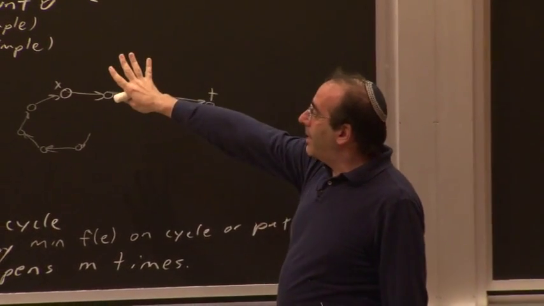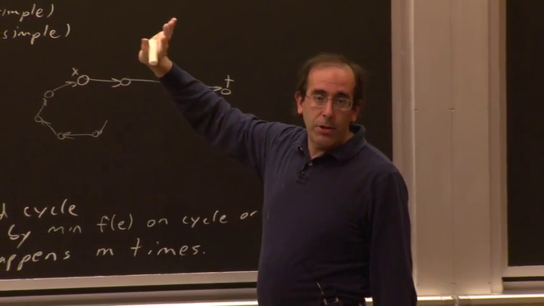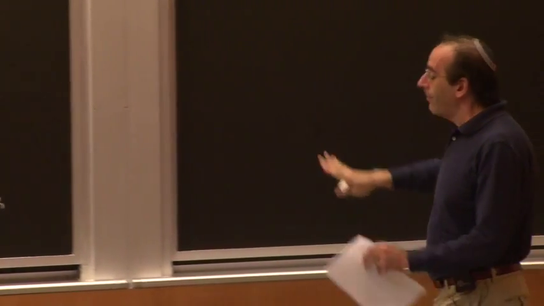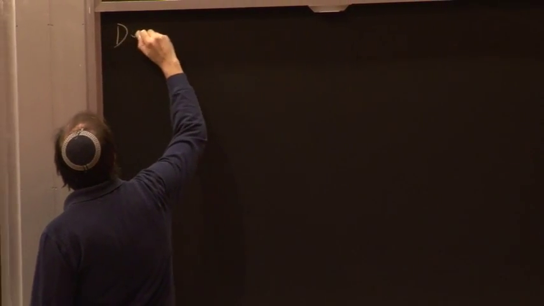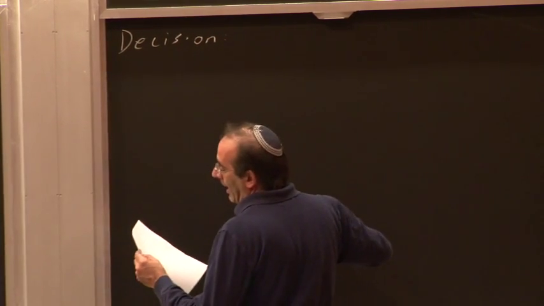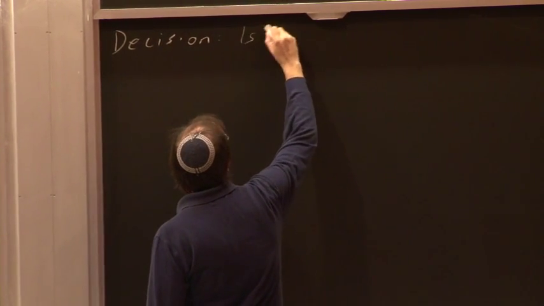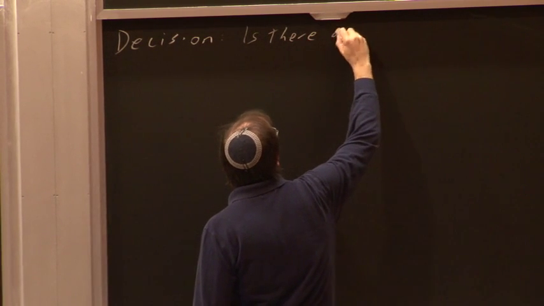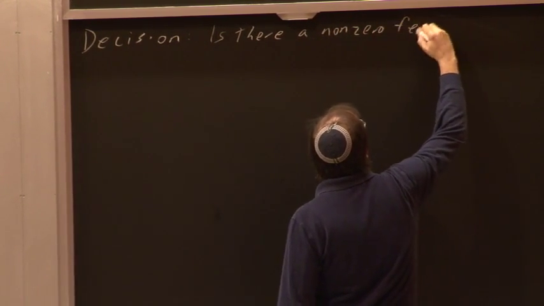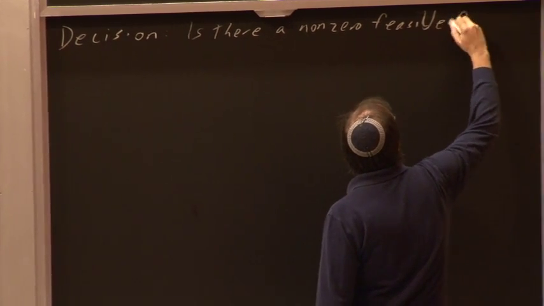So now that we understand something about the structure of these flows, that really they're just glorified paths, right? They're just combinations of paths and cycles. Let's move on to the decision question. So I'm still not thinking about optimization. But let me ask the question, can you look at a graph and decide, is there a non-zero feasible flow?